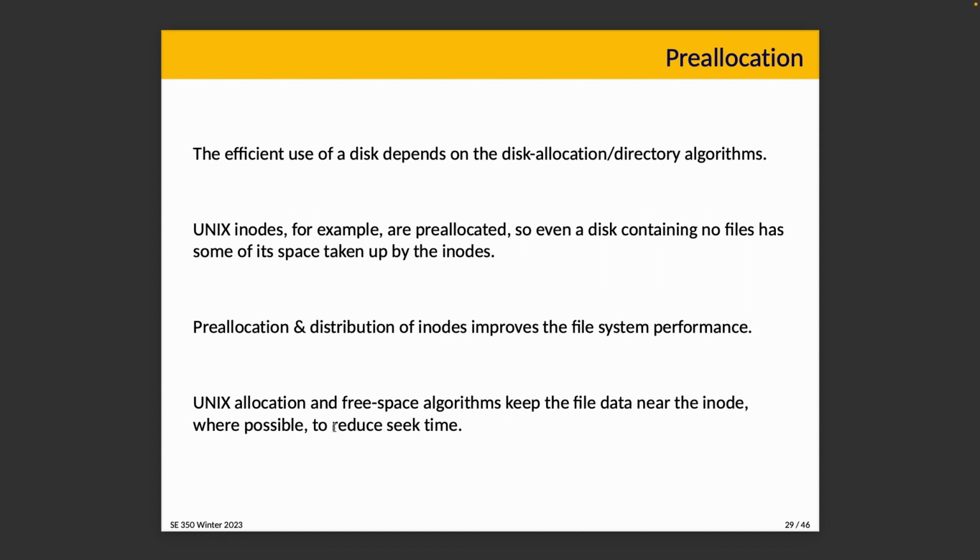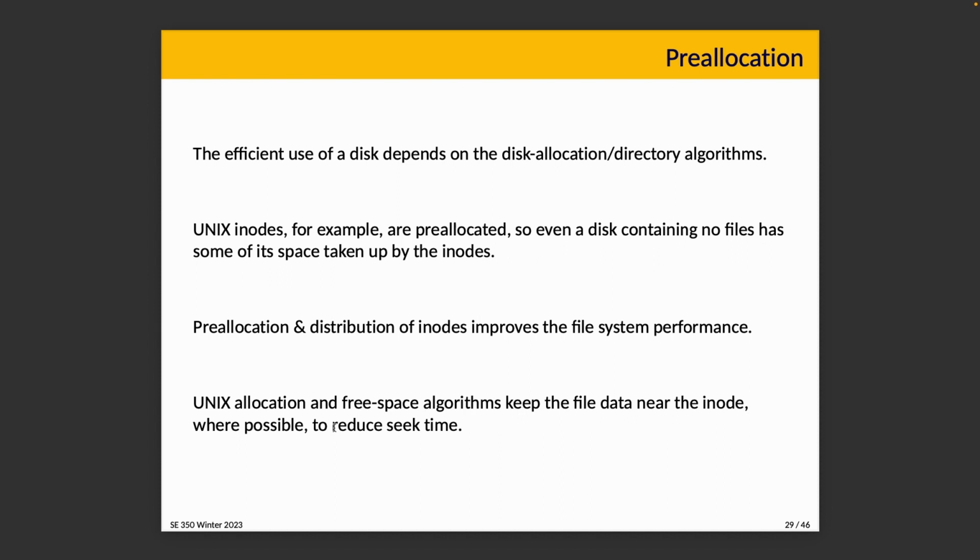Unix inodes typically are pre-allocated, so even a disk that has no files in it will have some of its space taken up by these inodes. Pre-allocation and distribution of inodes improves the file system performance because, first of all, the overhead of looking for the place to put the inode is already done. There's no need to repeat it, but also because it's somewhat more efficient if we put the inode and the data near each other. So the allocation algorithm will try its best to put them close by when the time comes to actually create the files.